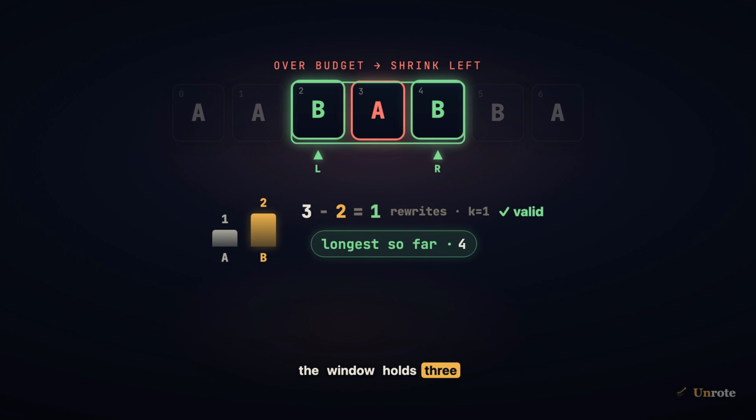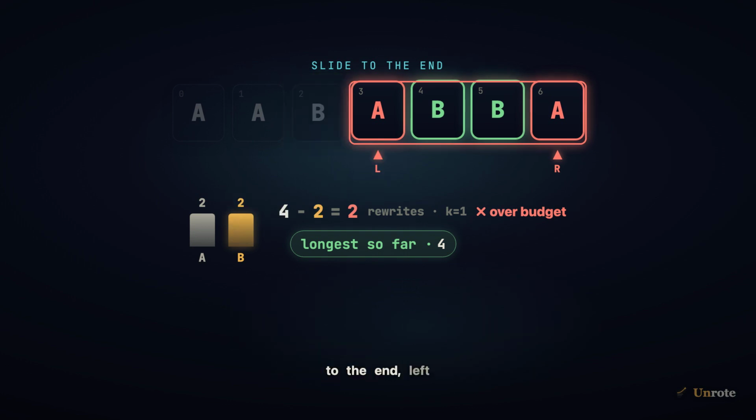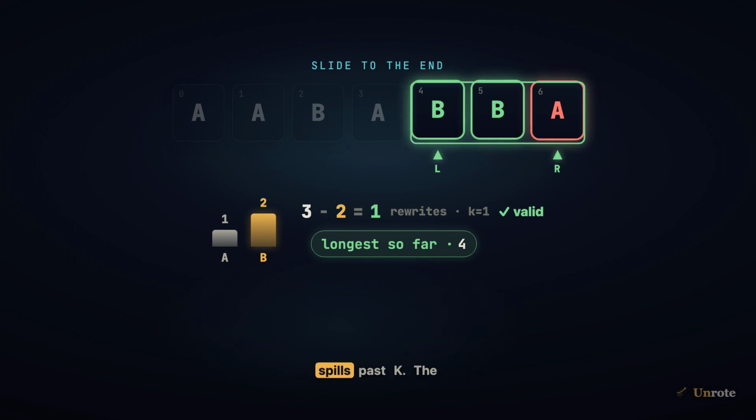Now the window holds 3 A's and 2 B's, length 5, top count 3, cost 2. That's over our budget of 1. The window's too greedy, so the left end steps in, shrinking until the cost drops back to 1. The best length doesn't shrink with it. Right keeps marching to the end, left nudging in whenever cost spills past k. The window slides along at its biggest legal size, but it never beats 4. So 4 is our answer. The run AABA. One rewrite, 4 matching letters.